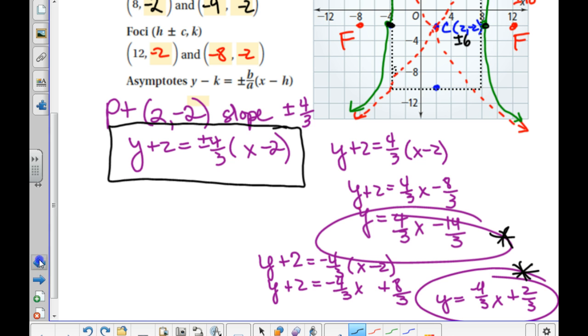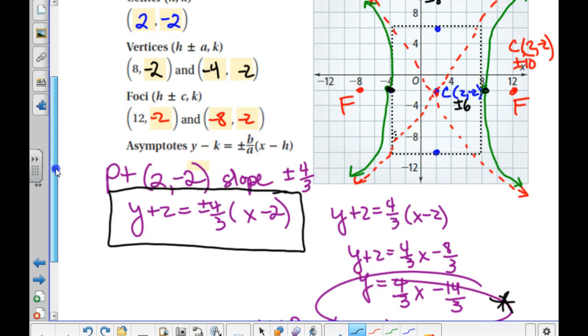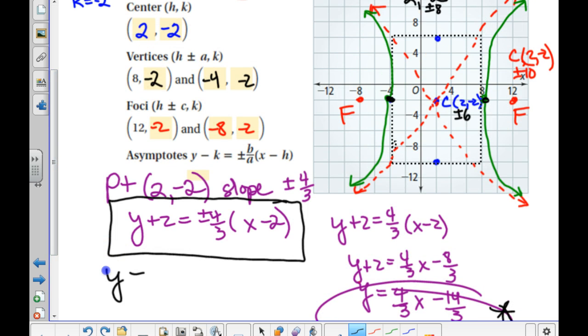Here we go. One more time. All I did, just so you got this conceptually, all I did was take point slope form, which is off the sheet. Okay? Right here.